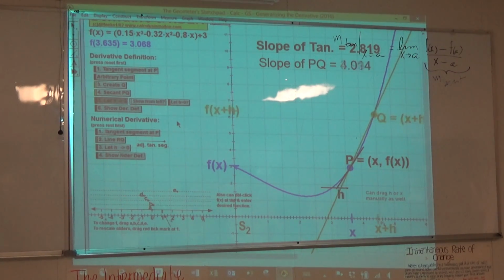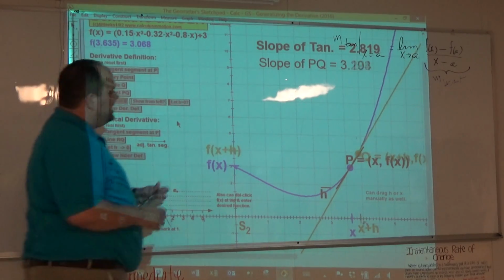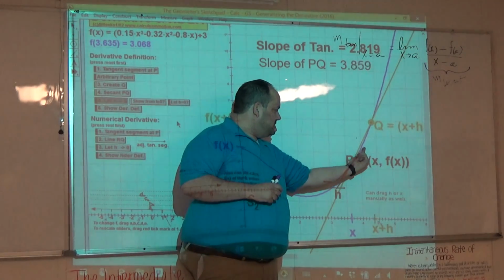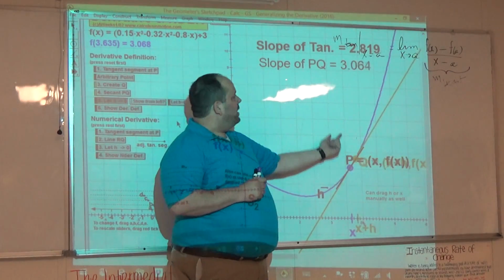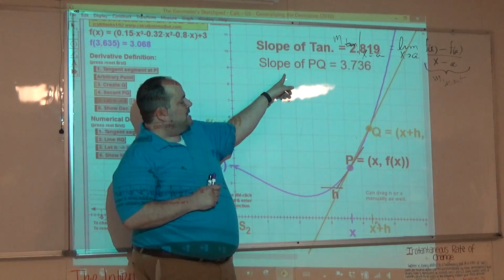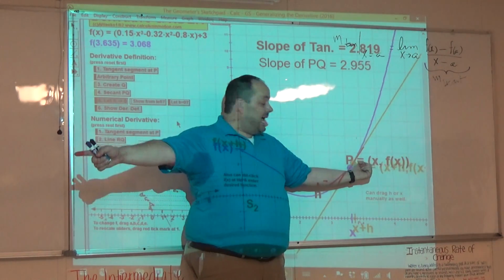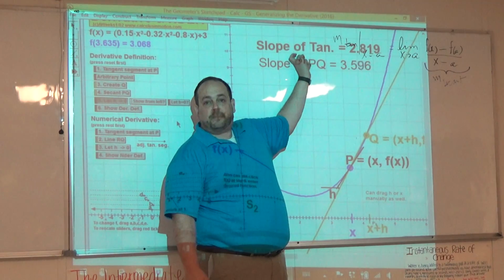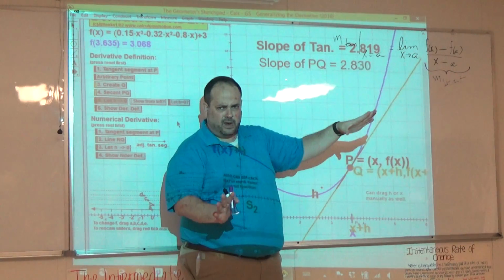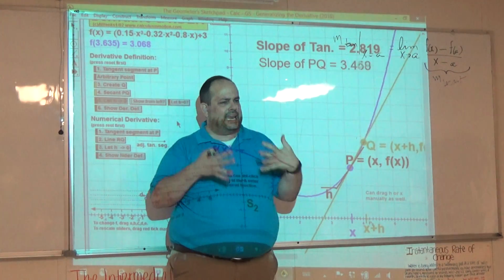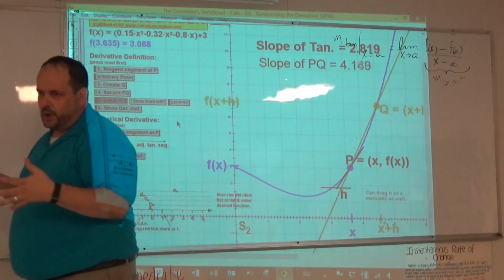What's happening, Palma? Until it reaches P. It's getting closer. Q is getting closer to P. I agree. But what's happening to the slope of PQ? It's starting to equal the slope of the tangent line. Everybody okay? Right, I just wanted you guys to have an animated visual of what's going on here.